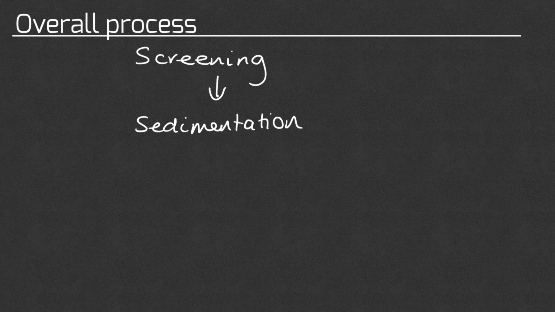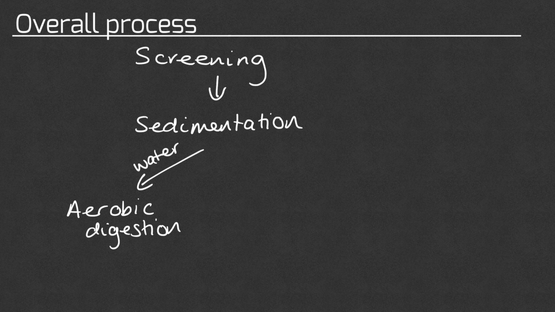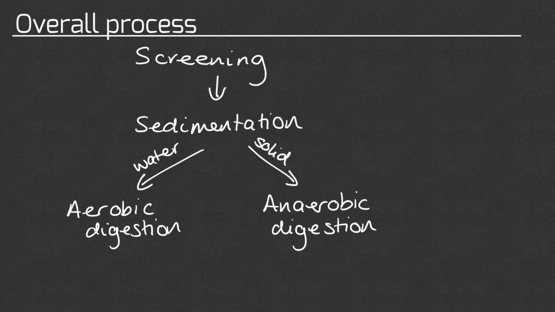So let's just summarise the overall process. We start off by screening the waste to remove any large solids and grit. We then stand the water in a sedimentation tank, where anything heavy will sink to the bottom and anything light will float to the top. We can then remove the top layer and drain off the water, leaving the sludge behind. We treat the water with aerobic digestion using bacteria, and we treat the remaining solid waste with anaerobic digestion, again using bacteria.